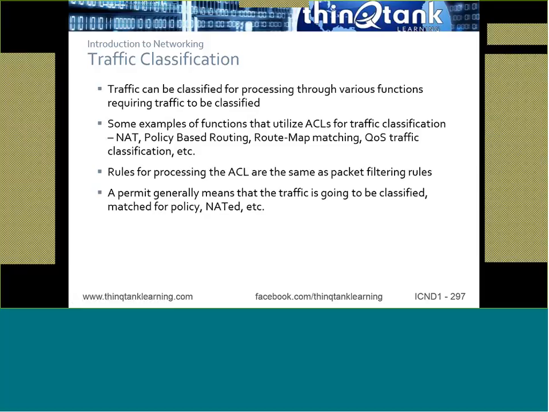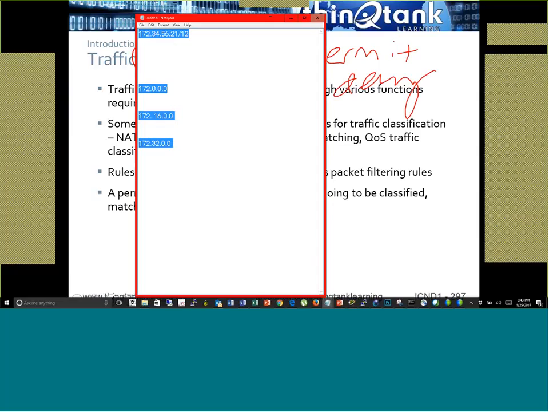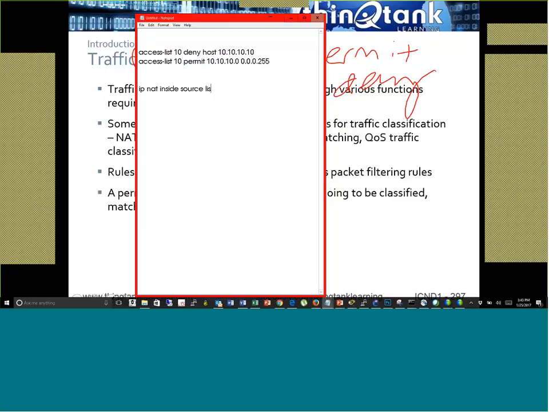When we're using an ACL to classify traffic, what does a permit do and what does a deny do? Let me give you an example. Let me open up Notepad here, and let's say I said access-list 10 deny host 10.10.10.10, and access-list 10 permit 10.10.0.0 0.0.255.255, and then ip nat inside source list 10 interface E0 overload.